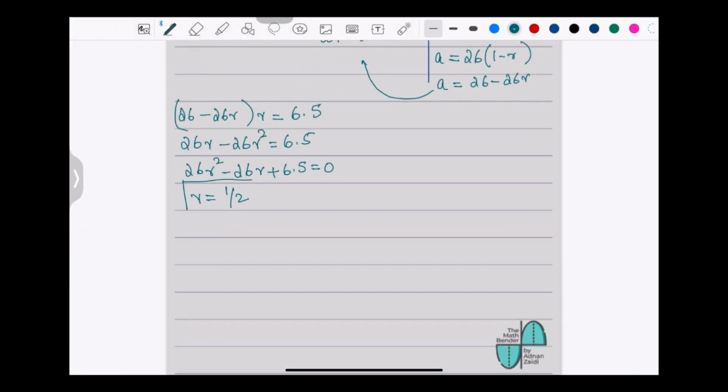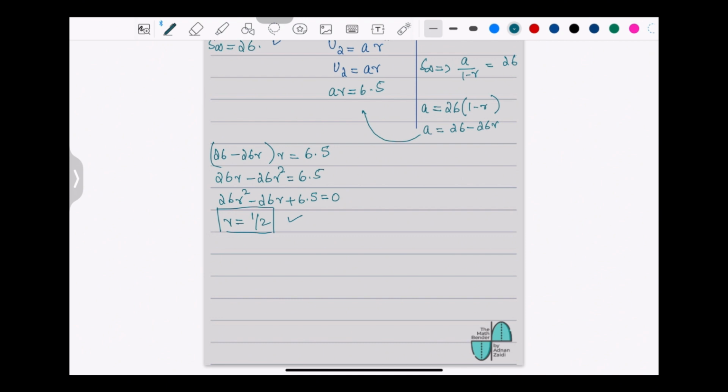So the value of r is 1 over 2, and hence it proves it was converging, hence it had a number as sum to infinity. So now, since we know that a times 1 over 2 is 6.5, just plugging it into this equation, a is equal to 2 times 6.5, or a is going to be 13.